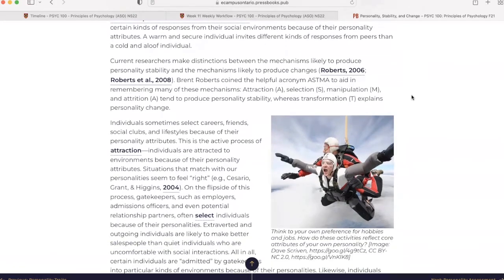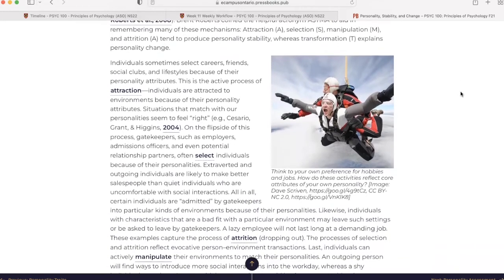Current researchers make distinctions between the mechanisms likely to produce personality stability and the mechanisms likely to produce changes. Brent Roberts coined the helpful acronym ASTMA to aid in remembering many of these mechanisms. A, attraction. S, selection. M, manipulation. A, attrition. These tend to produce personality stability, whereas transformation, T, explains personality change.